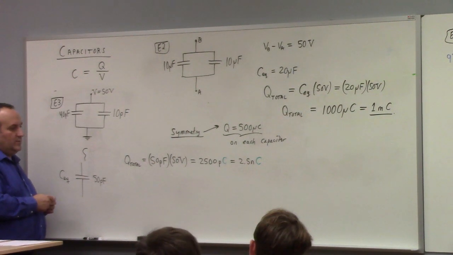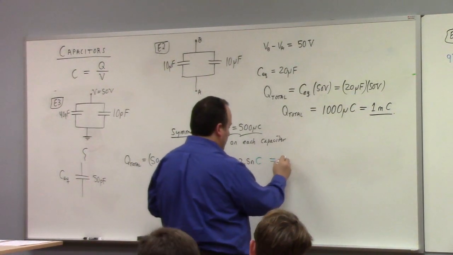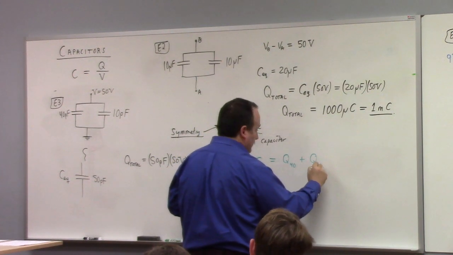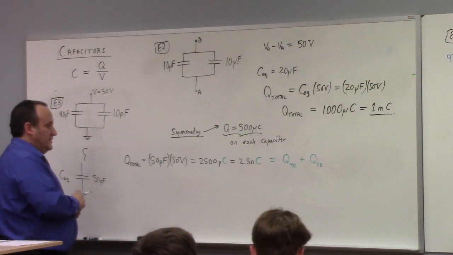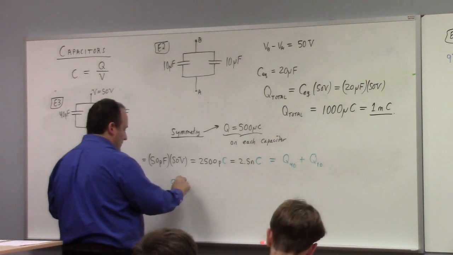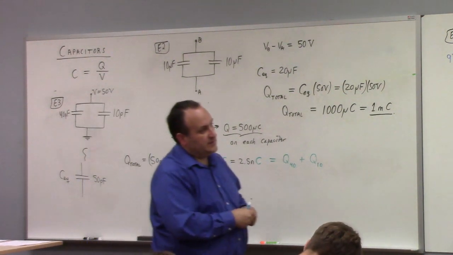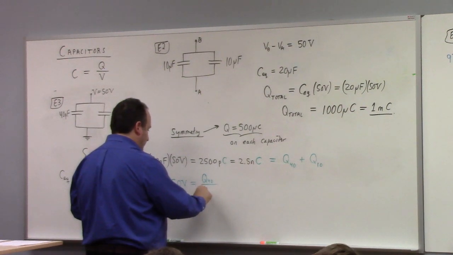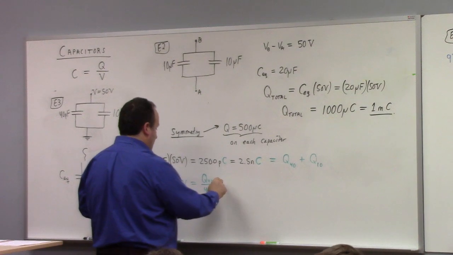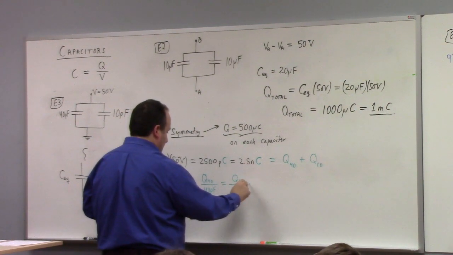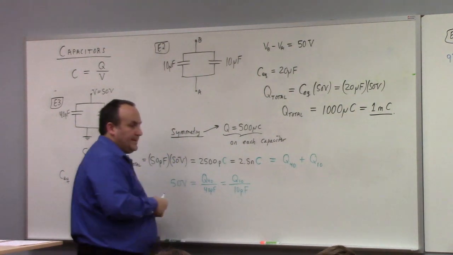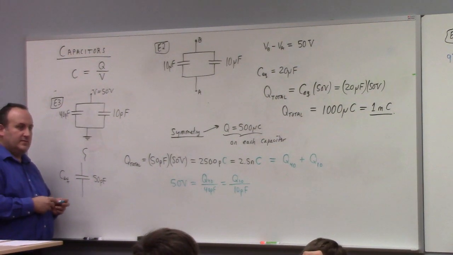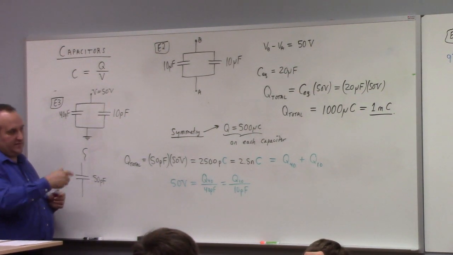That's good. Okay, so we know that this is equal to the charge on the 40 plus the charge on the 10. But what else do we know? Well, we know that 50 volts is equal to Q40 divided by 40 picofarads, and it's also equal to Q10 divided by 10 picofarads, right? So I can work those out. Now I've got two equations, two unknowns, right? My two unknowns are Q40 and Q10, and my two equations are what I wrote right there.